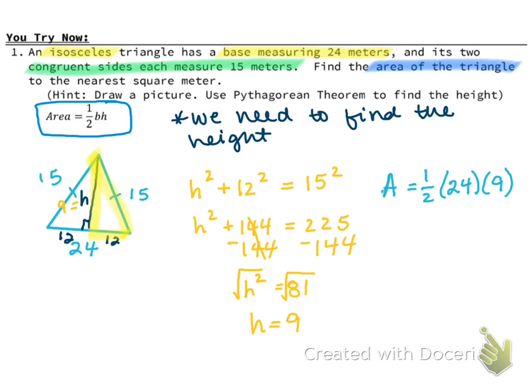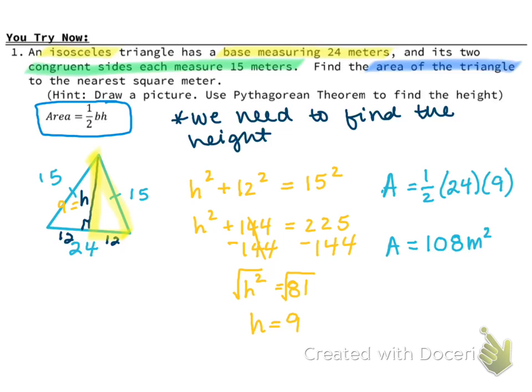I can now plug that into my area formula. So I have area equals 1/2 times the base, which is 24. We want to make sure we use the whole base measurement and not just half, which would be 12. Times the height, which is 9. Simplify, and that gives me 108 meters squared.